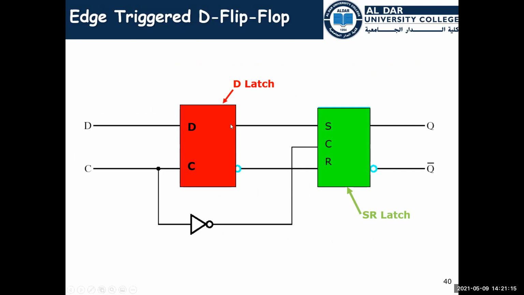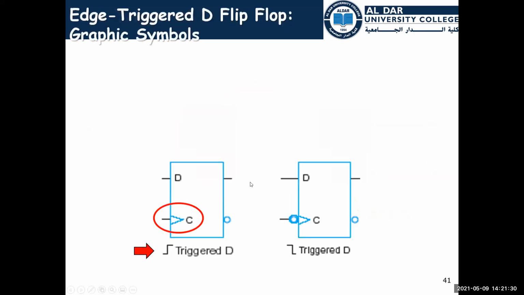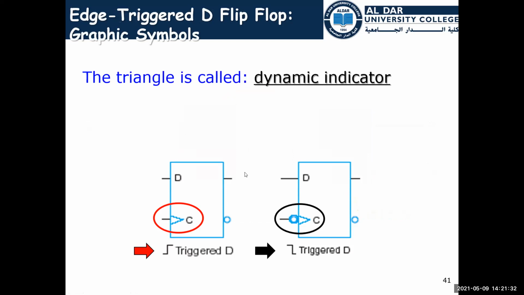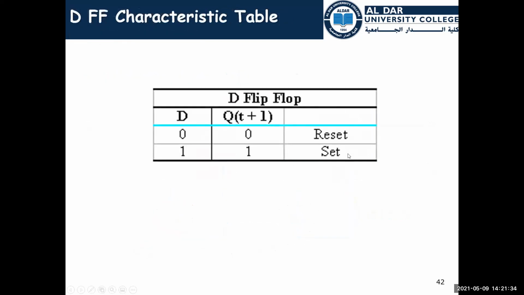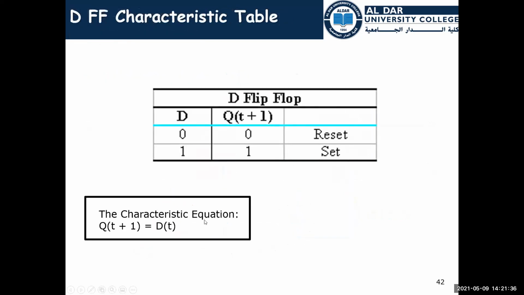Anyway, the D flip-flop is the entire set here. We have the D latch and the SR latch constituting the entire D flip-flop. But here we talk about the D latch. So the characteristic equation of the D latch is Q of t plus 1 is equal to D of t.